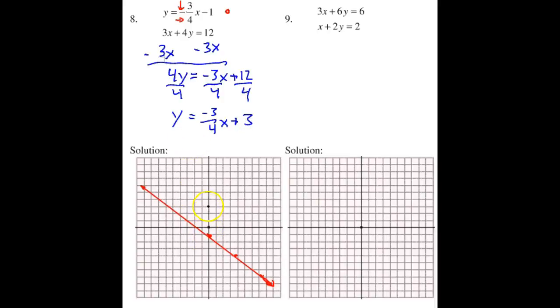So we're going to start at positive 3. 1, 2, 3. And also go down 3 over 4. And 1, 2, 3. 1, 2, 3, 4. And you can see that we have some parallel lines. And since the answer is where these intersect, and they never intersect, we have no answer, so no solution. Okay. Which is the same as no intersection.